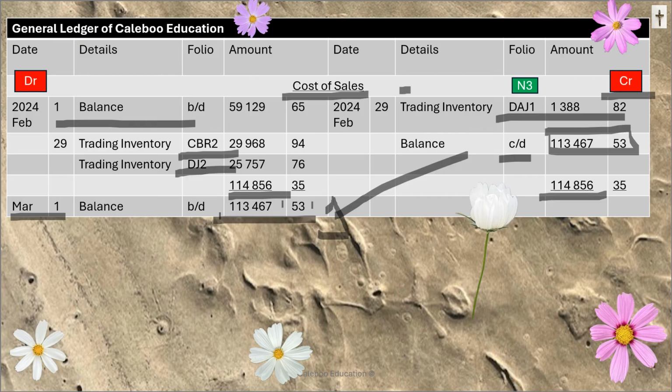So of the sales we made, the cost of the sale was 113,467.53 to date until the 1st of March of the financial year. Because remember, our general ledger accounts are keeping a running balance for the current year. All these nominal accounts at year end will be closed off when we calculate the profit or loss for the financial year, but more about that a little bit later.